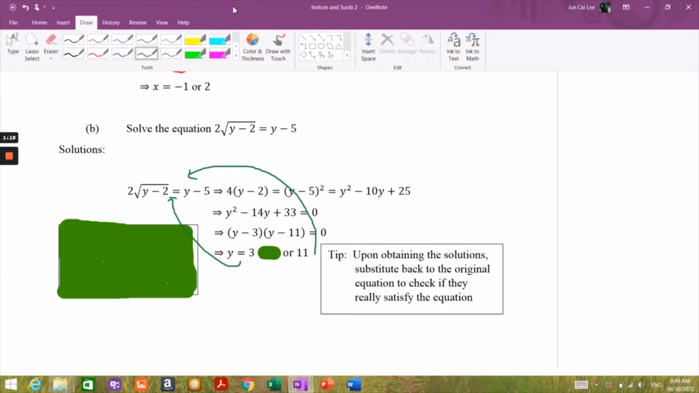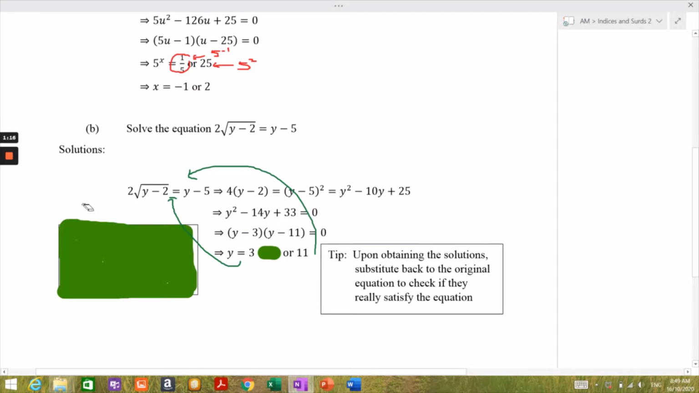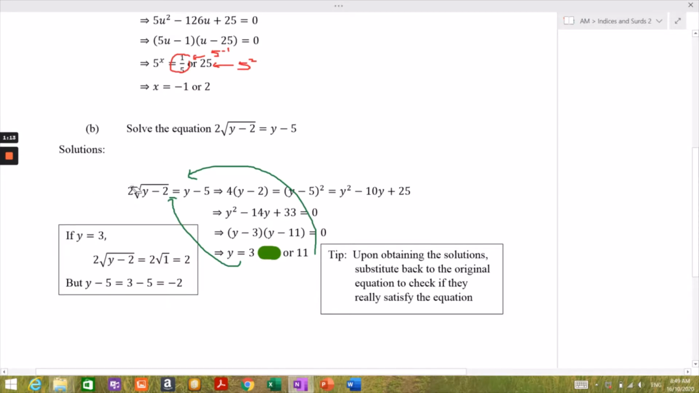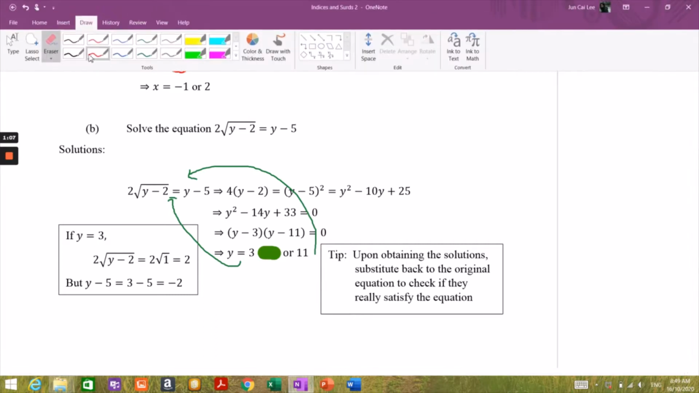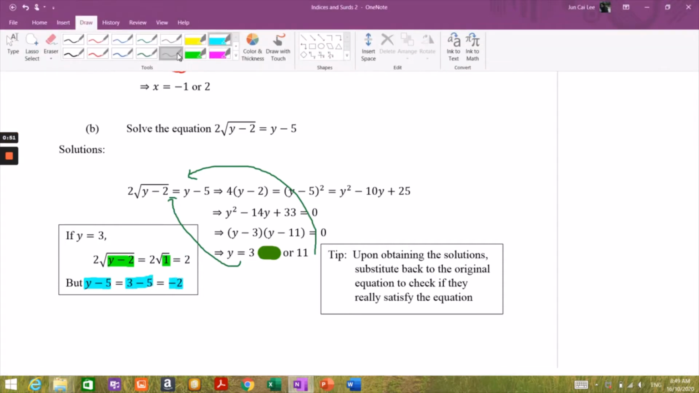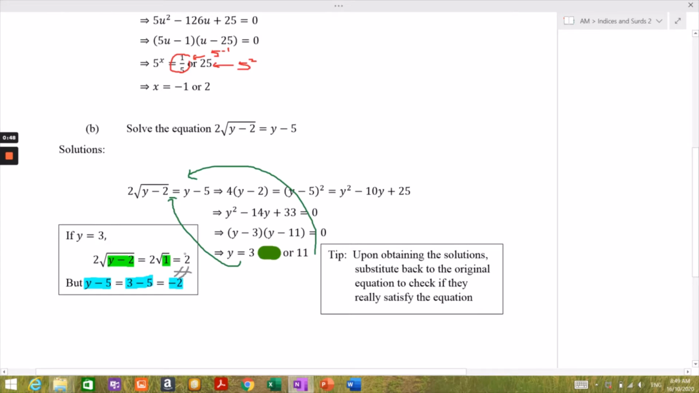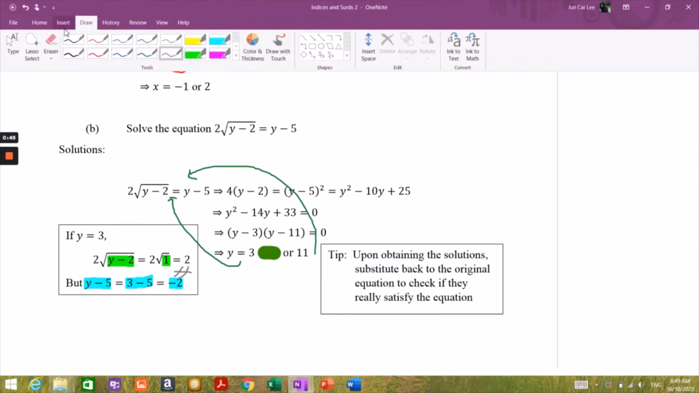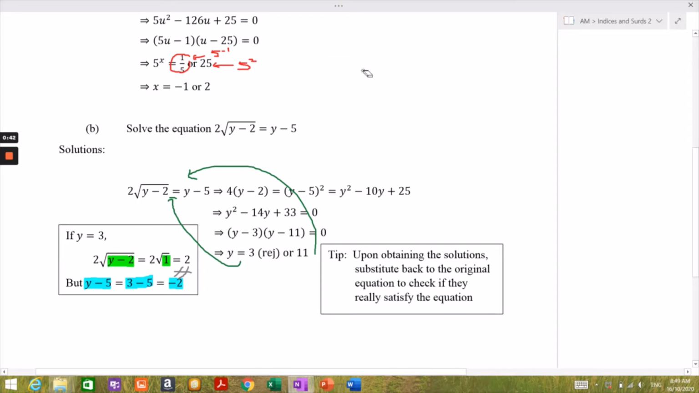Here, if you sub in y equals 3 into the equation, let's take a look. The left hand side becomes 2√(3 - 2), which is 2 times 1, that is 2. But if you now look at subbing 3 into the right hand side, you get 3 minus 5, and that's -2. The point over here is that these two are not equal when y equals 3. So here you need to reject the answer y equals 3. In other words, the only solution that we have over here is y equals 11.